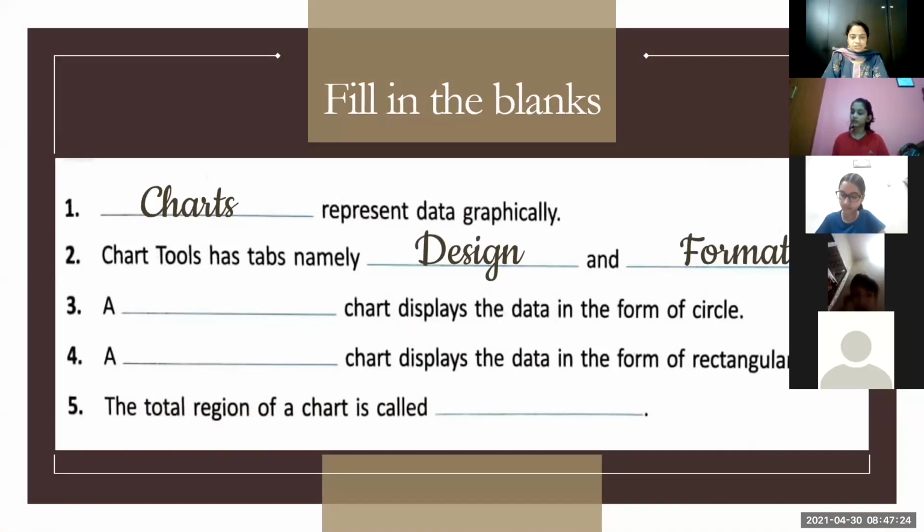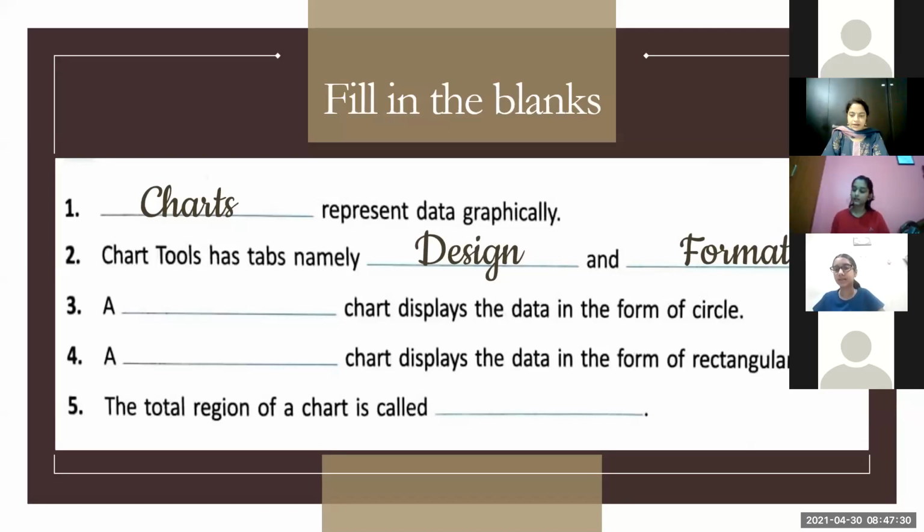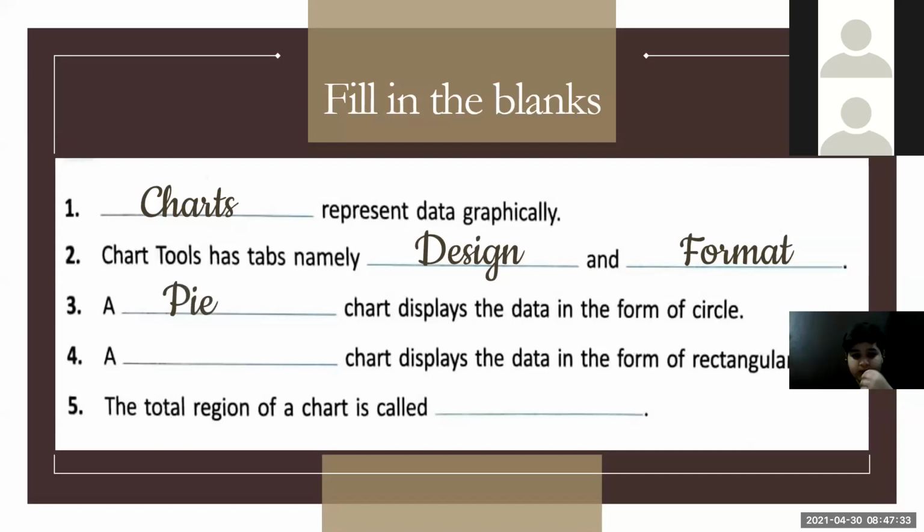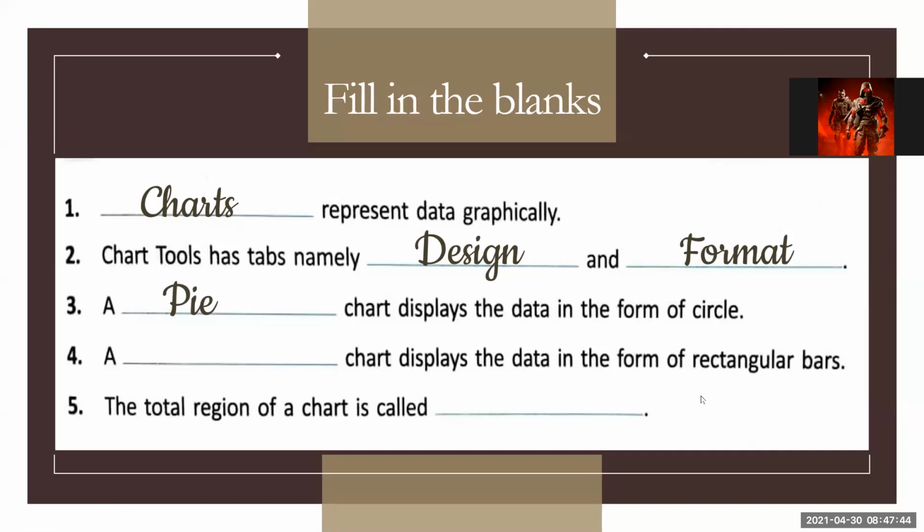Next one is dash chart displays data in the form of a circle. Pie chart. Next question. Dash chart displays data in the form of rectangular bars. Bar chart. Okay. Raise your hands so that I can unmute you to give answer. The total region of the chart is called a chart dash. Area. That is called a chart area.